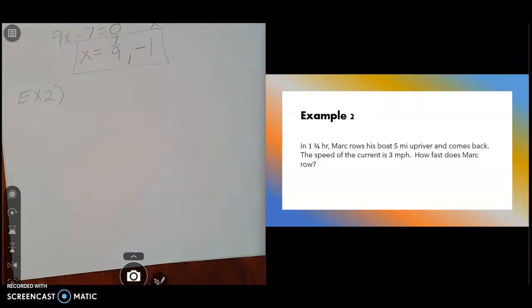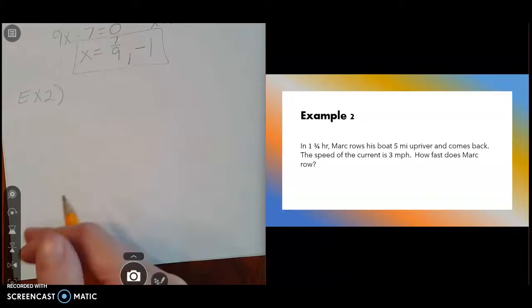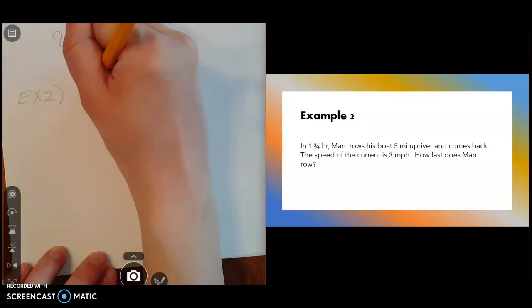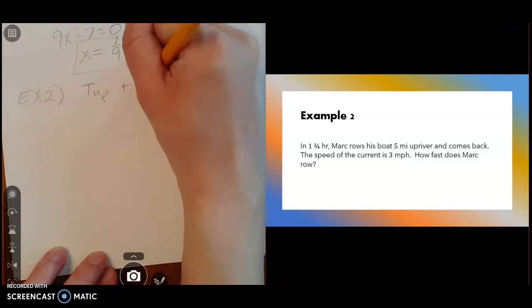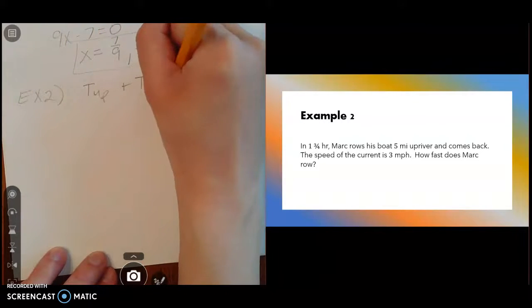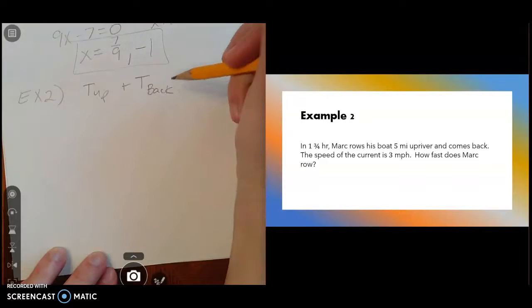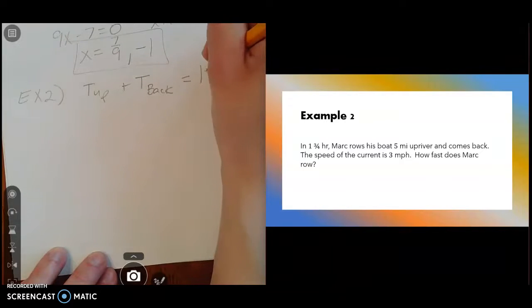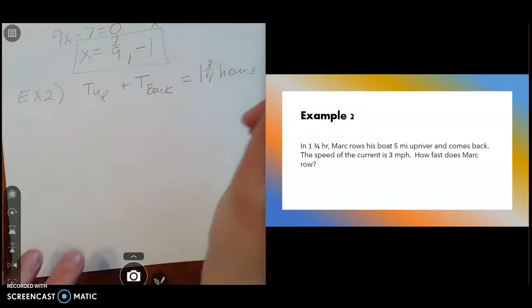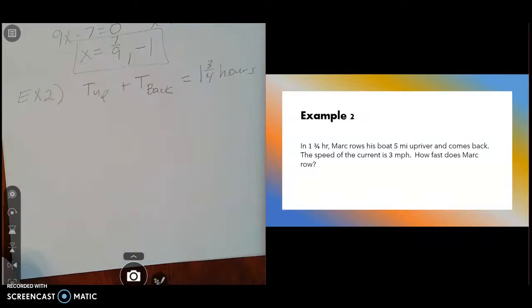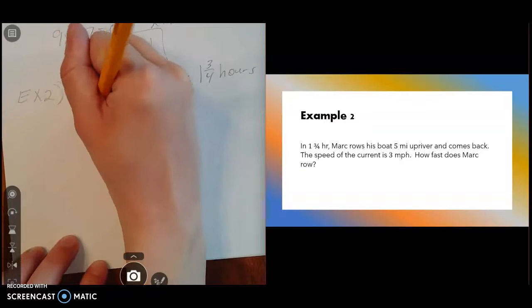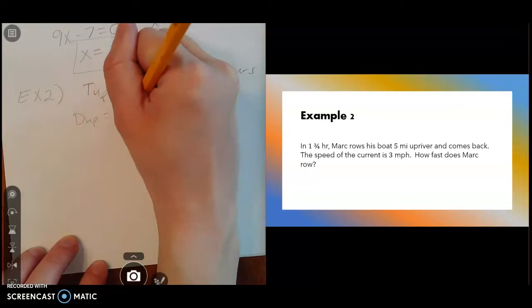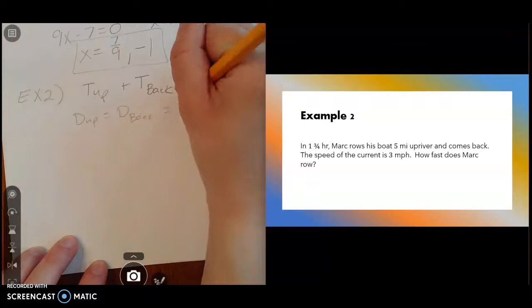All right, so let's kind of figure out what all we have here. In that 1 3/4 hours, he goes upriver and comes back. So basically the time to go upriver plus the time to go back. It's kind of labeling here. Those times added together equals that total time of 1 3/4 hours. Okay, that's what that tells me. Let's see, the distance upriver is 5 miles, and I would assume it's the same coming back. So the distance to go up equals the distance to come back, which equals 5 miles.